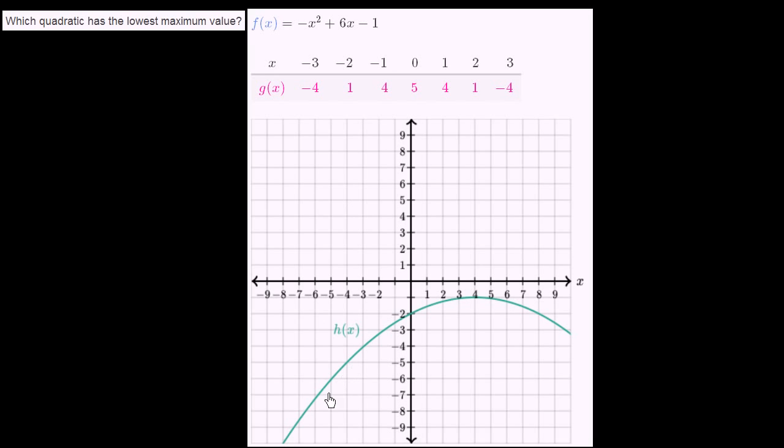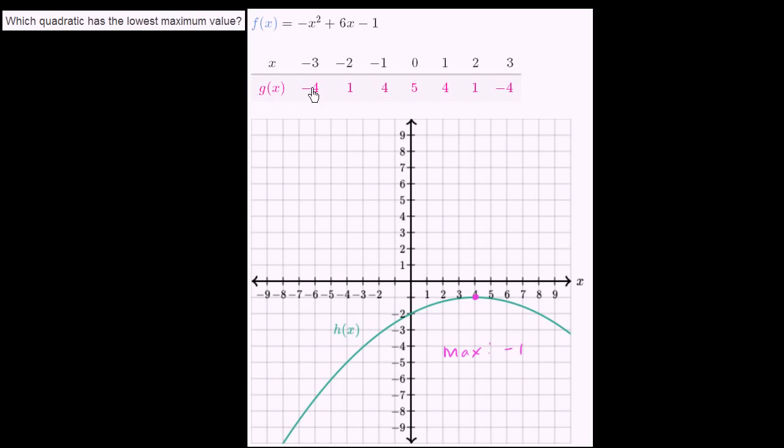So h of x, we can just graphically look at it, visually look at it, and say, what's the maximum point? And the maximum point looks like it's right over here when x is equal to 4. And when x is equal to 4, y, or h of x, is equal to -1. So the maximum for h of x looks like it is -1.